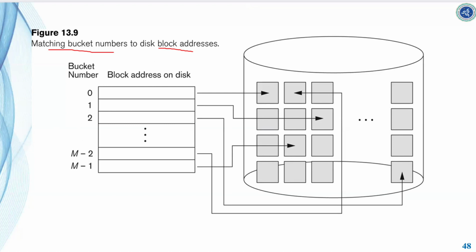So here the bucket numbers will be pointing to the buckets where the records are actually stored, and each bucket will have the records. Each record will be stored inside the buckets. The block addresses on this disk will be stored inside this external structure, and the pointers are used to point to the buckets.